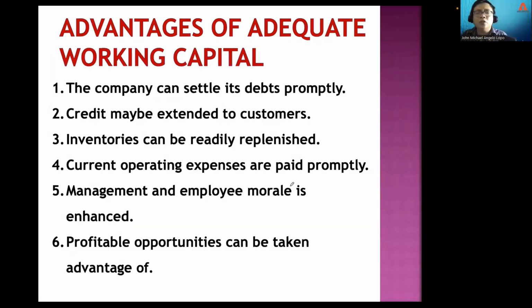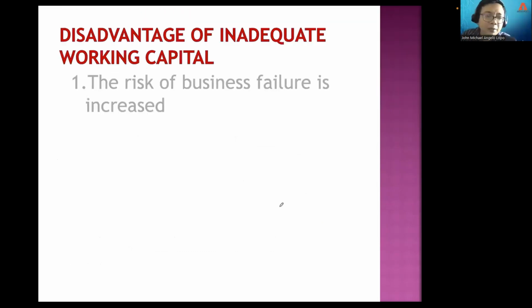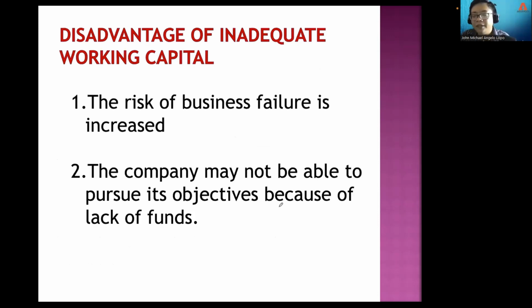All right. So, advantages of adequate working capital. Of course, if you have more working capital, you have a lot of money: AR may be extended, inventories may be replenished, current expenses are paid promptly, and management and employee morale is enhanced. Of course, lots of money, lots of inventories, lots of cash. Profitable opportunities can be taken advantage of. All right.